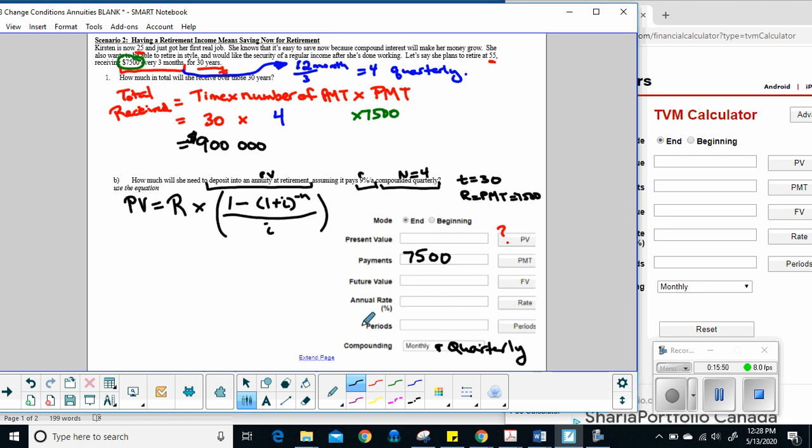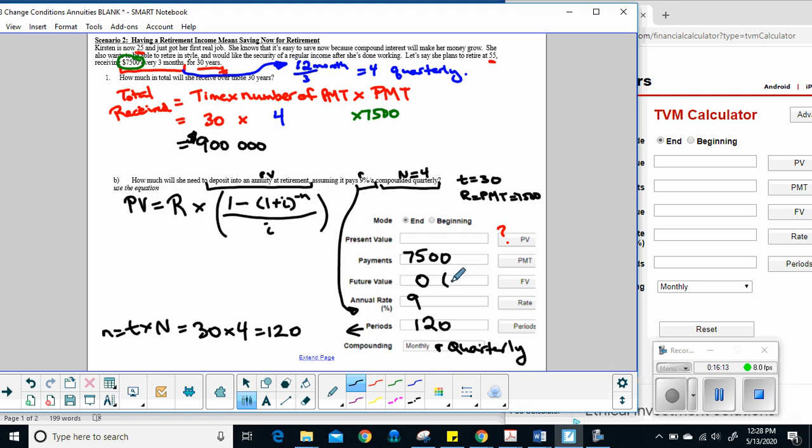We want for periods, remember that's our little n, so that's our time times our big N. So we're doing this for 30 years, and we're doing it quarterly. So we're going to have 120 of these payments. Question tells us we've got a 9% interest rate, so that's our little r here. Future value, well, we're going to assume that it's 0 because she gets all the money, right?